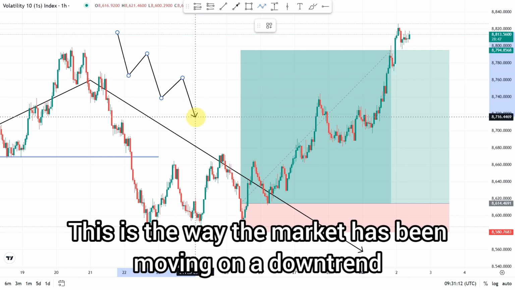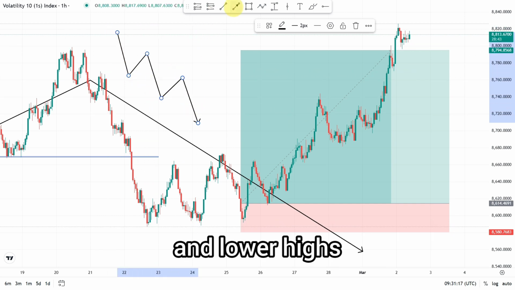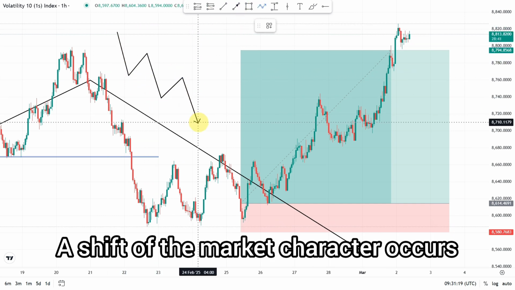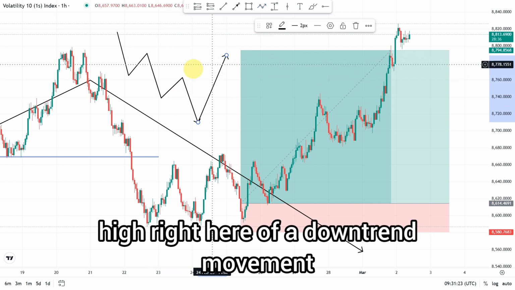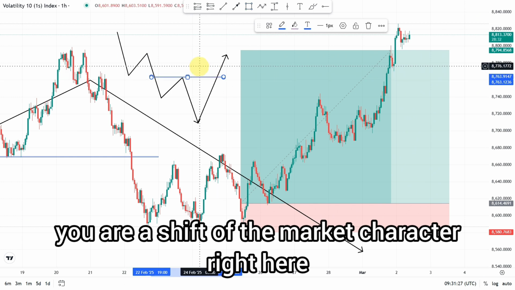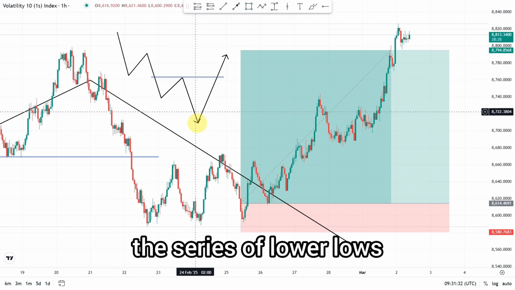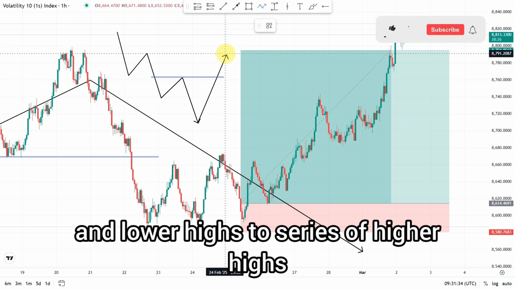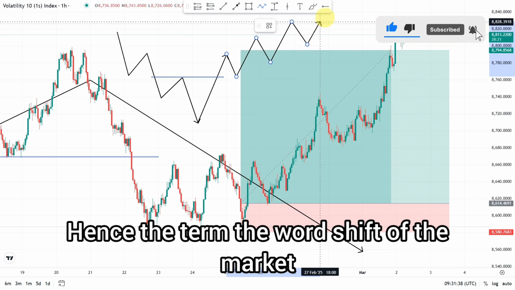This is the way the market has been moving on a downtrend. You can see here we have a series of lower lows and lower highs. A shift of the market character occurs when the market breaks the previous lower high right here of a downtrend movement. So whenever the market breaks right here, that means the market is shifting from moving in a series of lower lows and lower highs to a series of higher highs and higher lows. Hence the term, the word, shift of the market character.